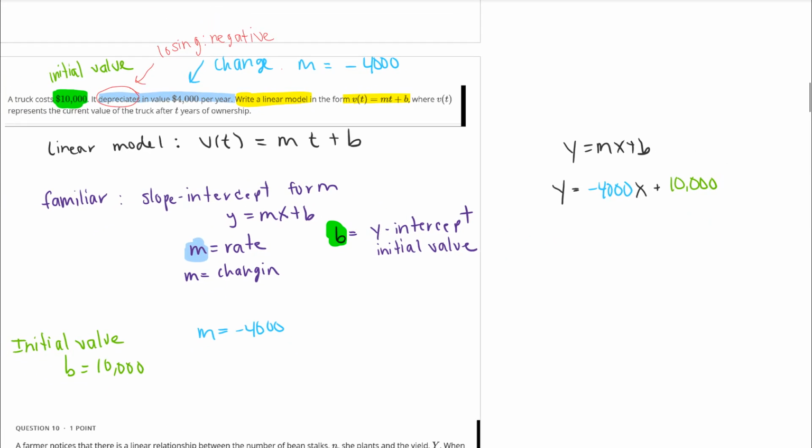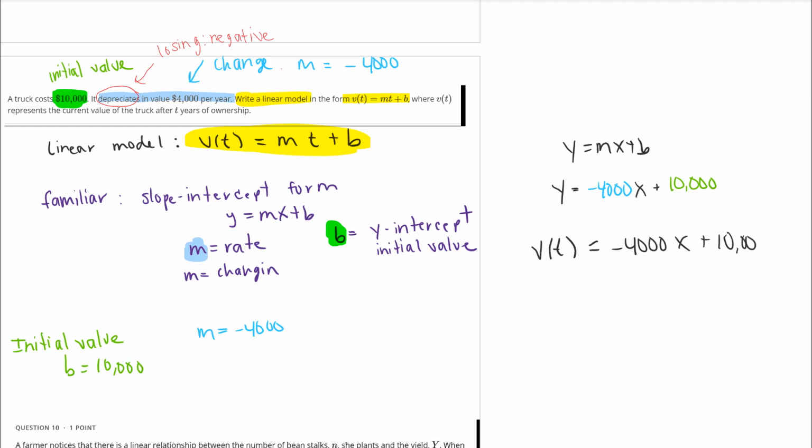And now, really, the only difference is they specifically wanted to write your linear model with this notation. So now this says, okay, instead of the y value, I'm going to say v of t because it's a function, and it's equal to my negative 4,000 x plus 10,000. And so that would be my final answer for this problem.